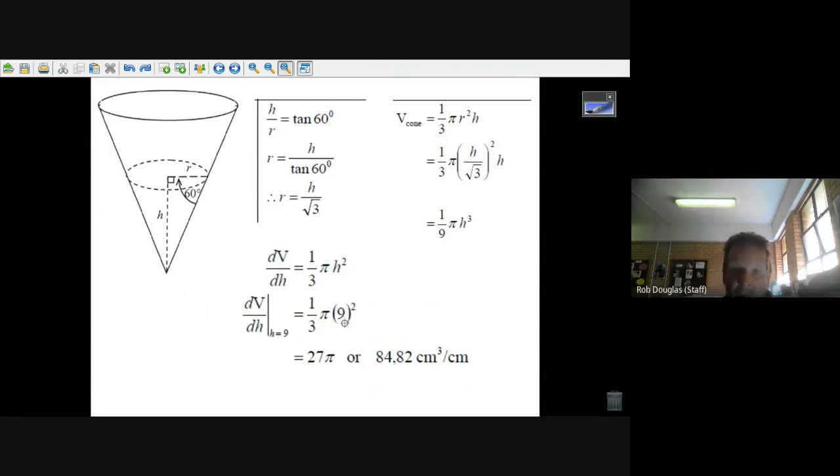Okay, and so we do that. We go 9 squared is 81, and 1/3 of 81 is 27. 27 pi, or 84.82 cubic centimeters. That's the volume, because it's volume, it's cubic centimeters. So they are actually asking for the value of the derivative when h equals 9. They didn't ask for a max or min, so you do what they say and just put 9 into the derivative formula. And that's it for our third question.